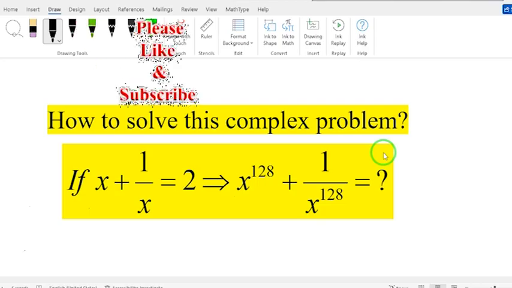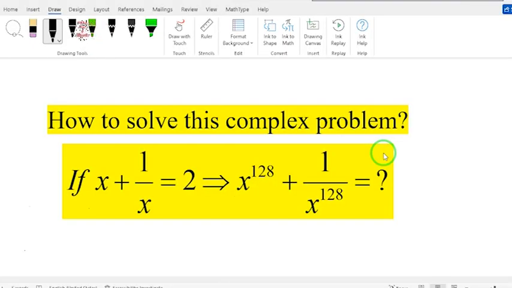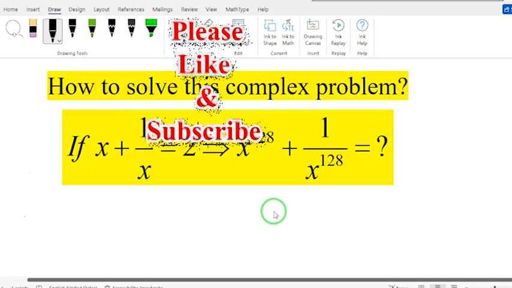How to solve this complex question. Okay, I hope you're doing well. Let's start. It's a little challenging and tricky. We cannot directly find x to the power of 128 plus 1 over x to the power of 128. How can we solve this? Please keep watching up to the end of the video.